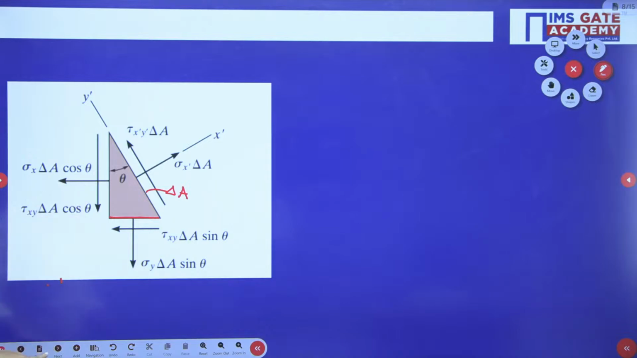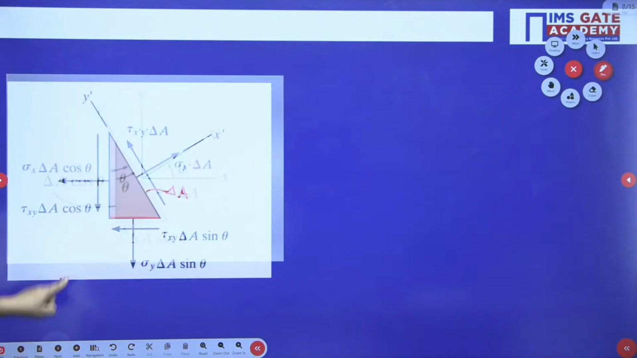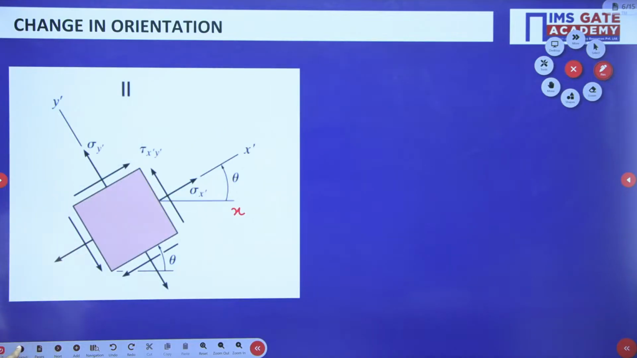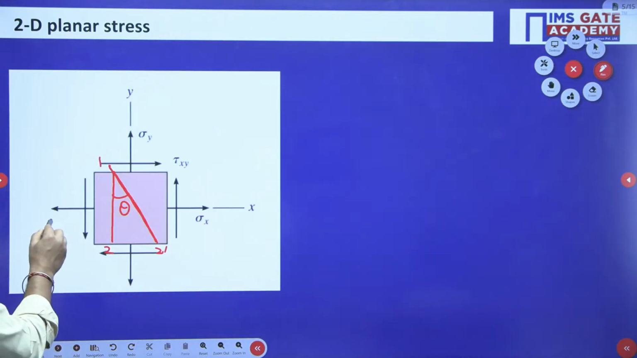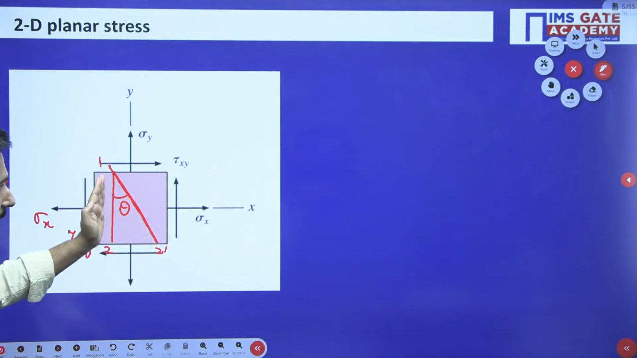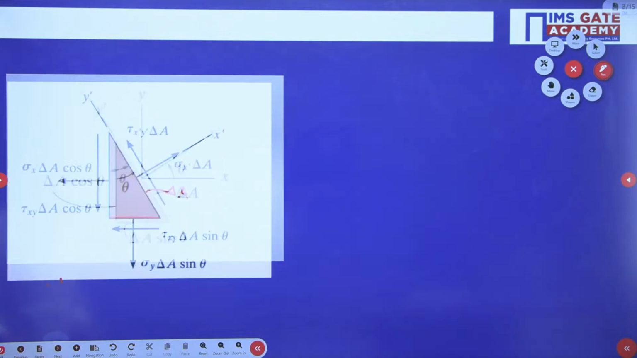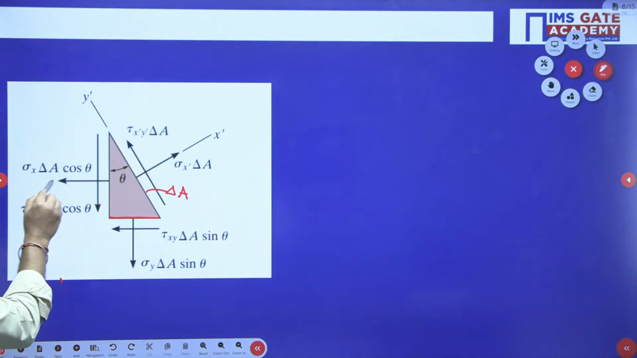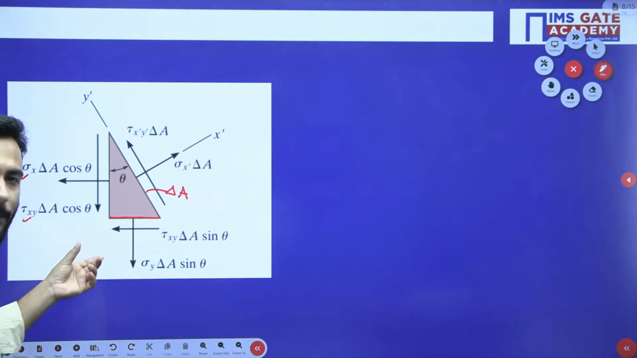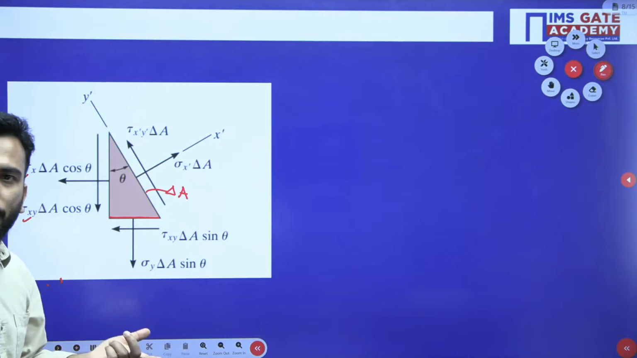See on this phase, this vertical phase, sigma x was there and tau xy was there, yes or no? Tau xy was there. So if you go back, clearly you can see that on this phase sigma x is there, tau xy is there, and if I multiply with the area I will get the force, that is no issue.